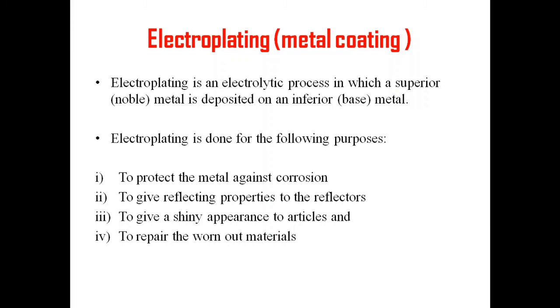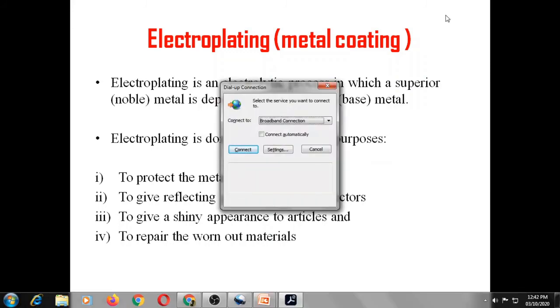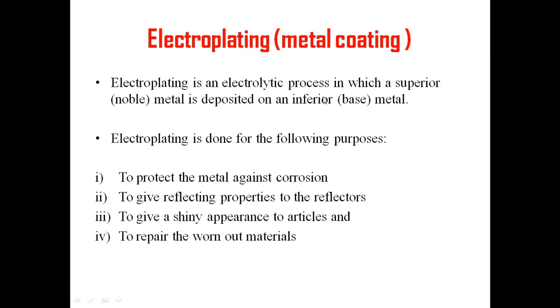It is also used to repair worn out materials. Worn out materials means if any damage happens, then we can have a coating using this electrolytic process, which will repair the materials. So these are the purposes for which we go for electroplating.